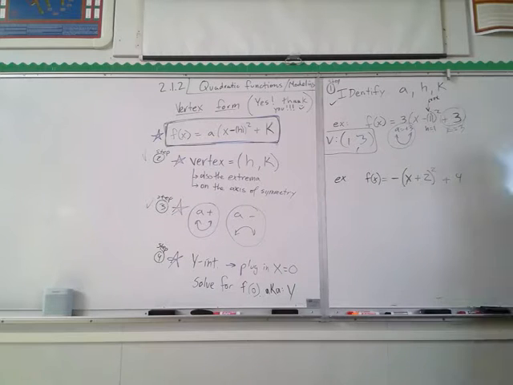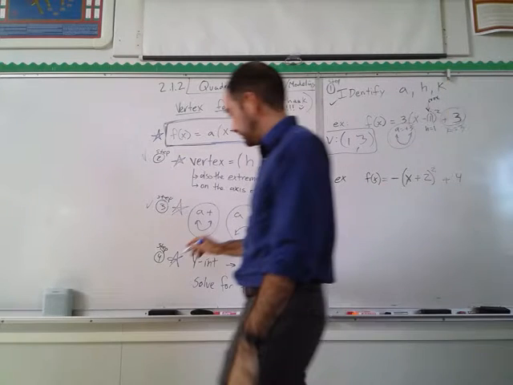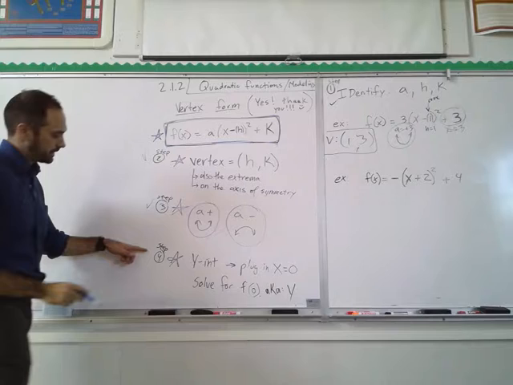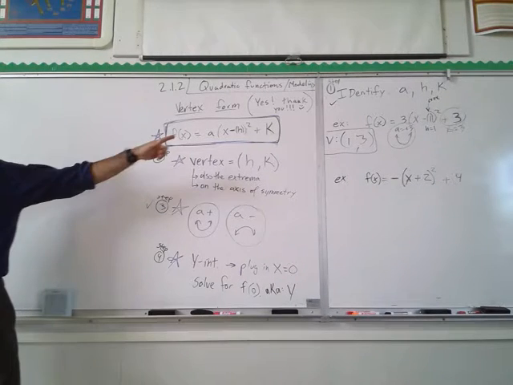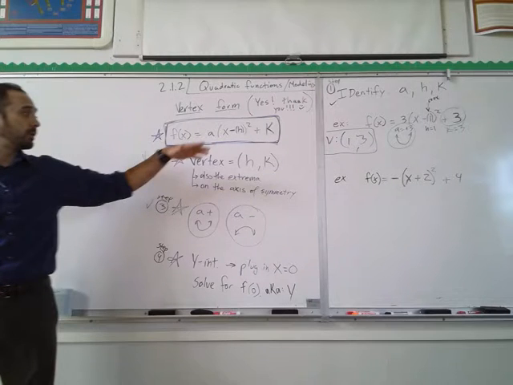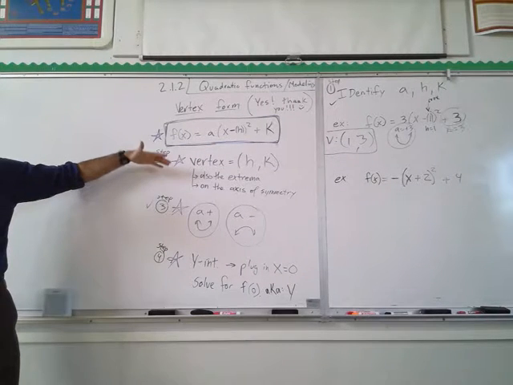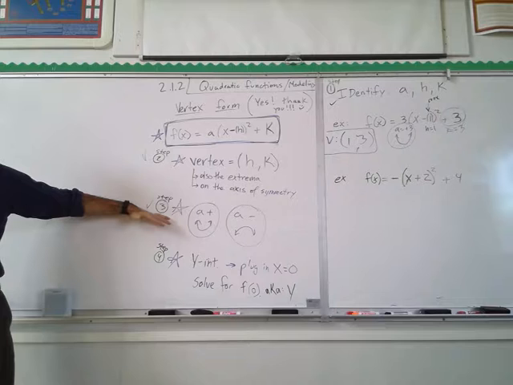So far we're doing pretty good, mainly because we know these things already. We're good at identifying, and we'll practice that more. Vertex is just plugging in what you identified. We already knew that if a is positive, it's smiley. If a is negative, it's sad.